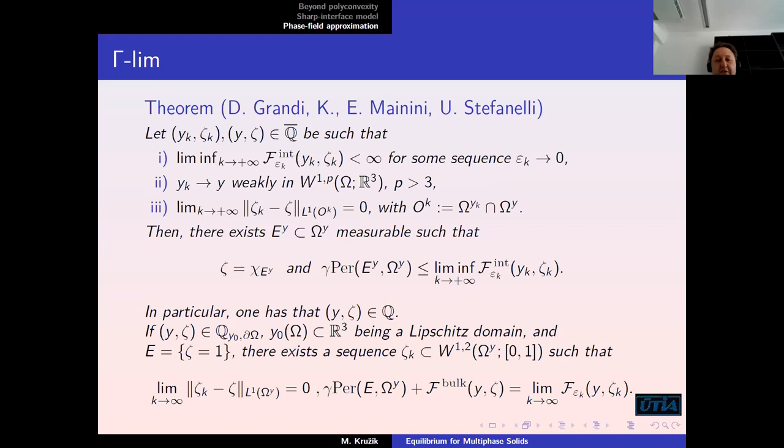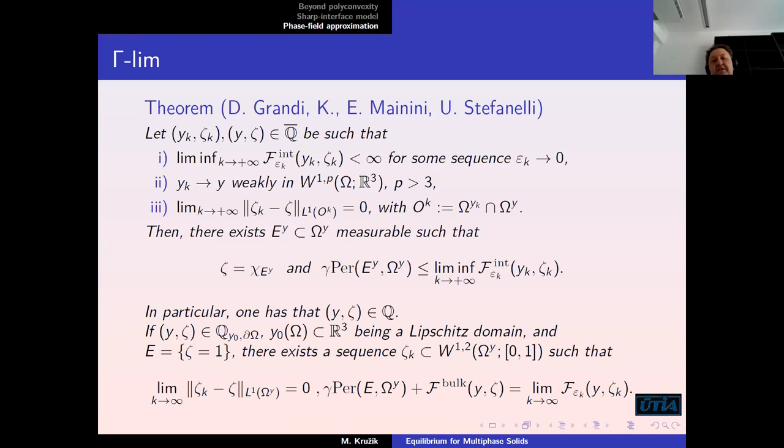So if you have the sequence of phase field approximations, then there is a classical liminf inequality of this form for the perimeter of E of y in Omega, and we also have this convergence of volume fractions. This is the liminf inequality, the classical one.